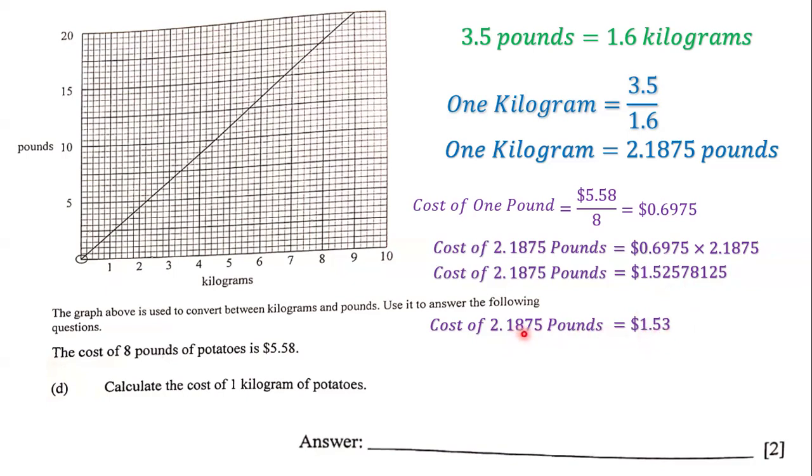But what is 2.187 pounds? Well, that is 1 kilogram. And so that means that the cost of 1 kilogram of potatoes is going to be $1.53, correct to 2 decimal places. And so our answer here is $1.53. And this is the answer to this question, $1.53.